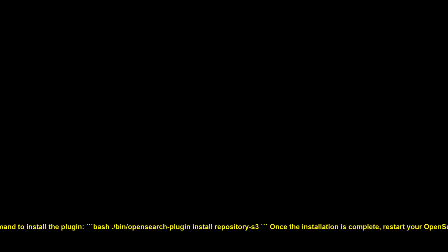Once the installation is complete, next, configure your S3 repository. Create an S3 bucket in your AWS account if you haven't done so already. Access your AWS Management Console and navigate to S3. Click on Create Bucket and follow the prompts to set up your bucket. Ensure that your bucket policy allows access from your OpenSearch instance.